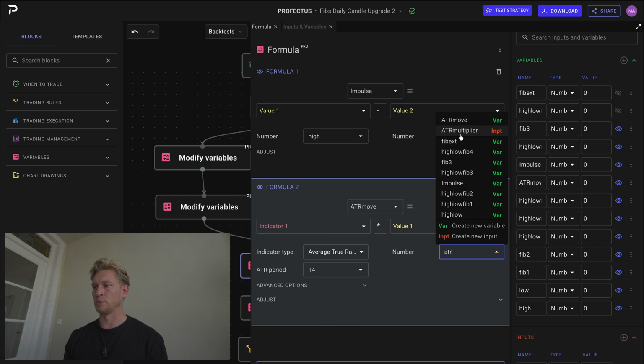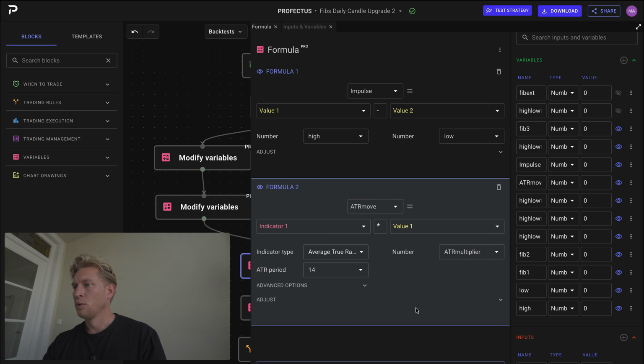With algorithms, you need to really define it. And if you can define it, then you can automate it, and then you have real data to back up if something works or not, and you're not gambling here, okay? With that said, we have now impulse and ATR move calculated, so those are two more values.